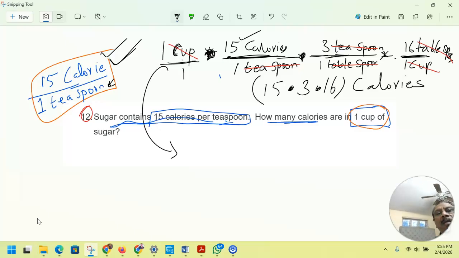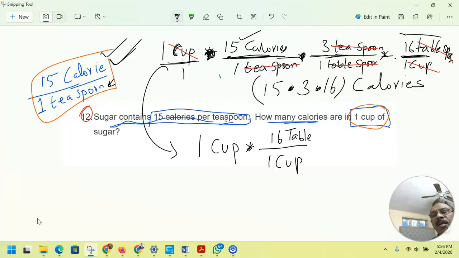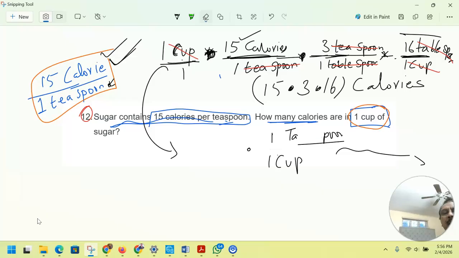The same thing you could also have said, okay, 1 cup. So instead of writing 1 cup, 1 cup is 16 tablespoons. So we can start this way, this part first, tablespoon, going backward, and that way also you can get the same answer. But I wanted to show another way: why can't we start with the rate itself?